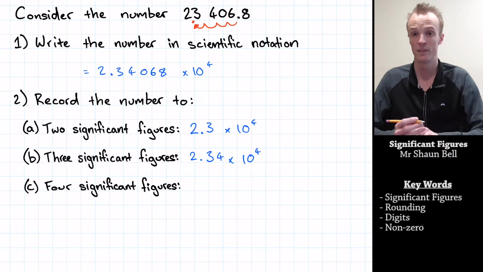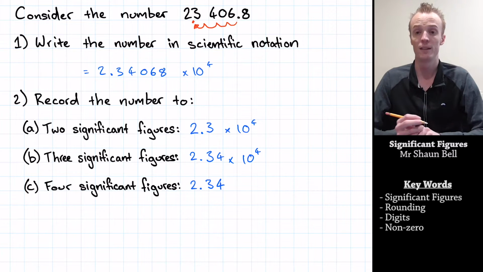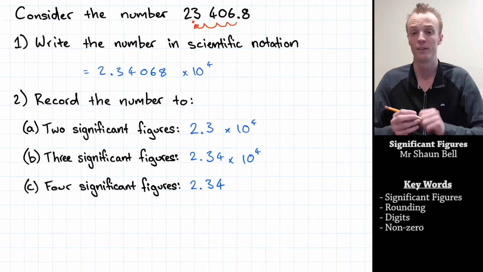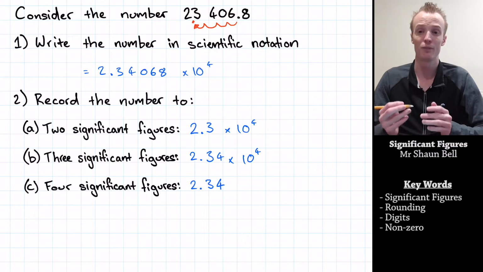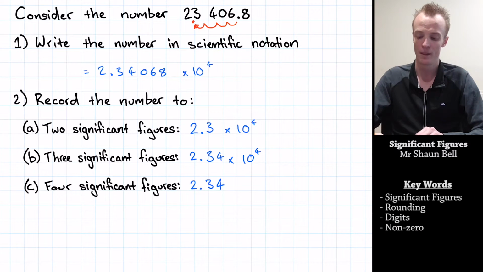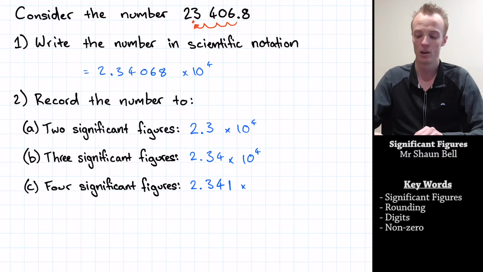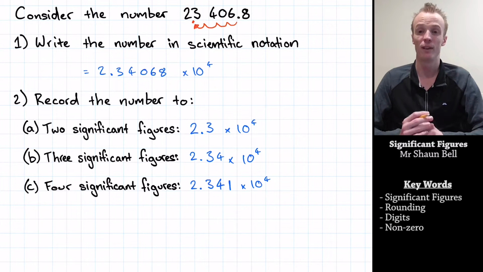When we look at 4 significant figures, the first significant figure is the 2, the second significant figure is the 3, the third significant figure is the 4, but our fourth significant figure is that 0. Now we have to round to the fourth significant figure. To do that, I've got to look at the next digit, which in this case is a 6, which means I've got to round that 0 up to 1. So the 4 significant figures is 2.341 times 10 to the power of 4. So that's how we round for significant figures with large numbers.